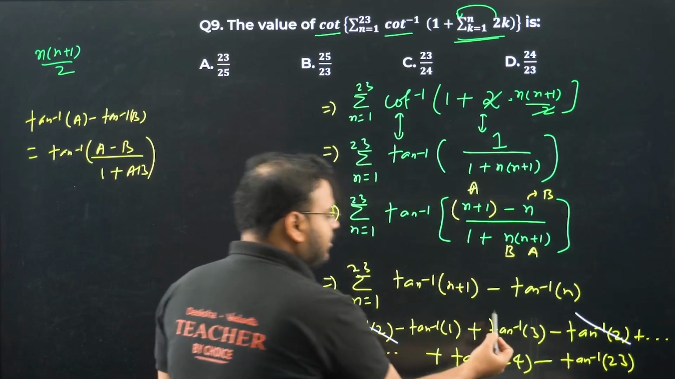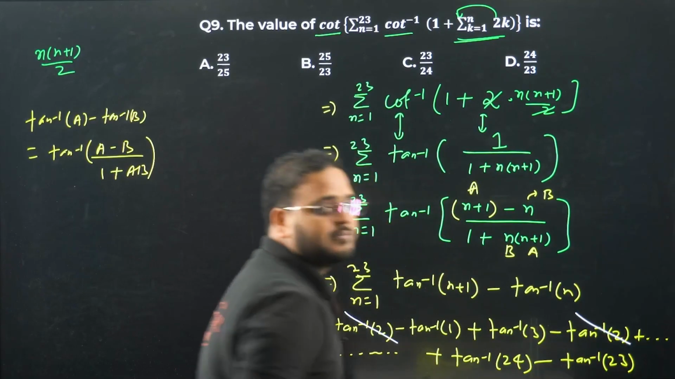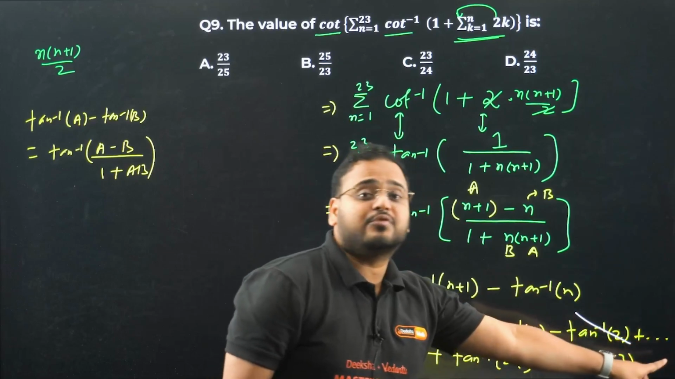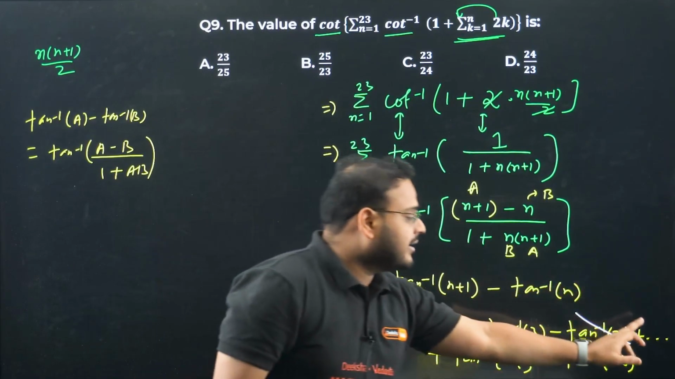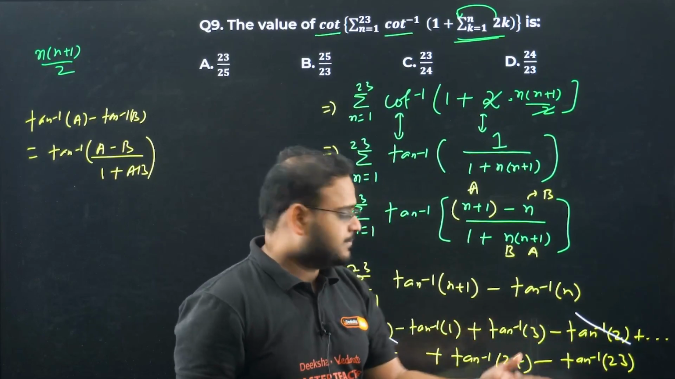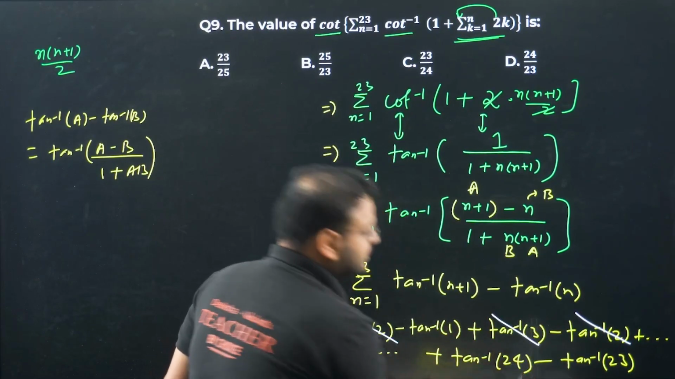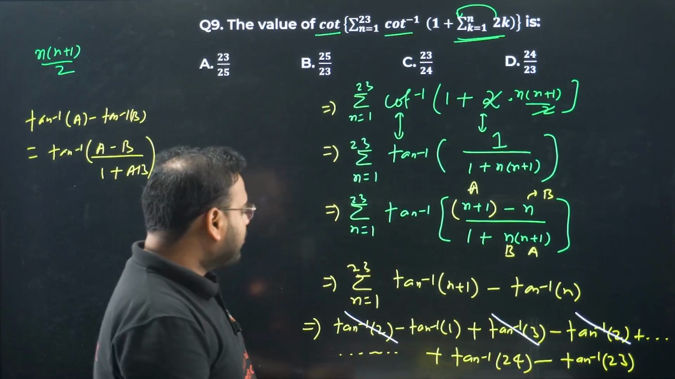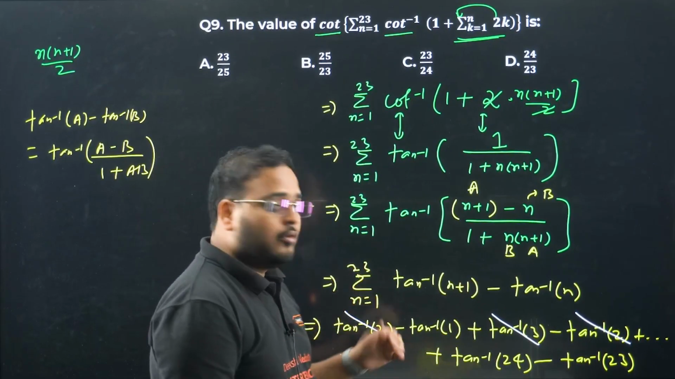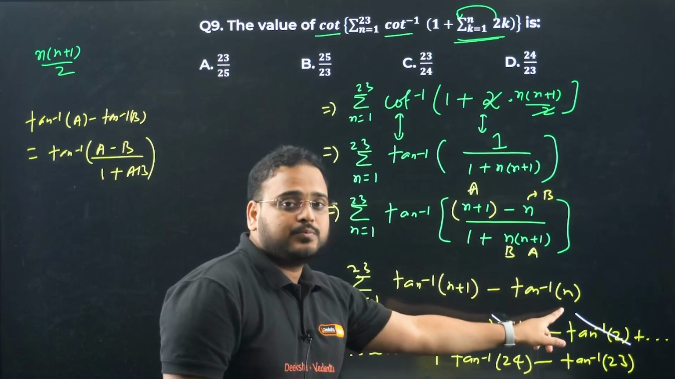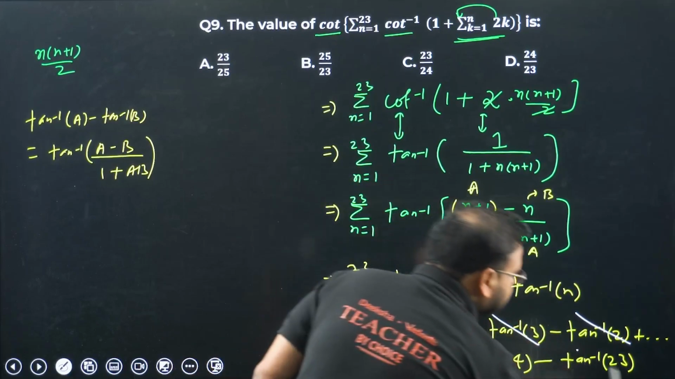Same way, no? Next term will be tan inverse of 4 minus tan inverse of 3, when you put n value as 3. So you're going to get this also cancelled. Got it? When you write here tan inverse of 22, put n value as 22. What you will have? 23 minus 22. So this also will be cancelled.